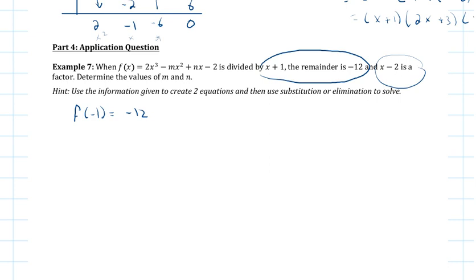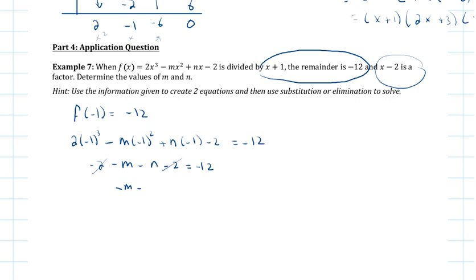So let's use the given information. I know that f at negative 1 is going to equal negative 12 because we know the remainder here. So let's plug in negative 1. I get 2 times negative 1 cubed minus m times negative 1 squared plus n times negative 1 minus 2, and I know that's going to equal negative 12. So that's going to give me negative 2 minus m minus n, take away 2 equals negative 12.